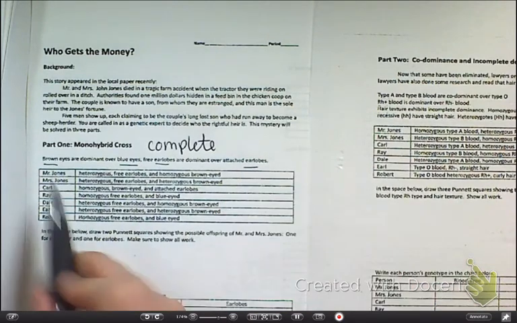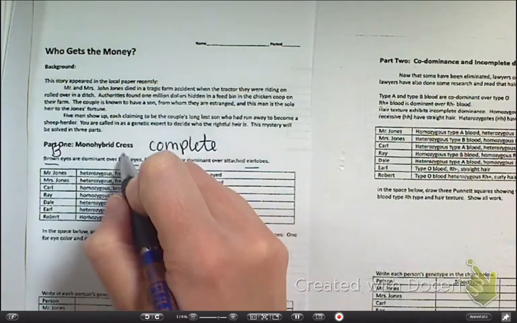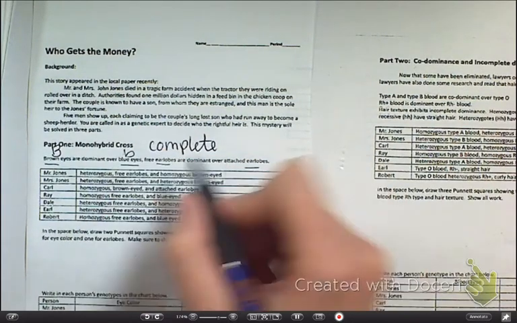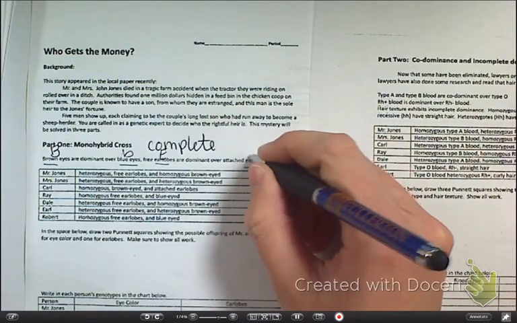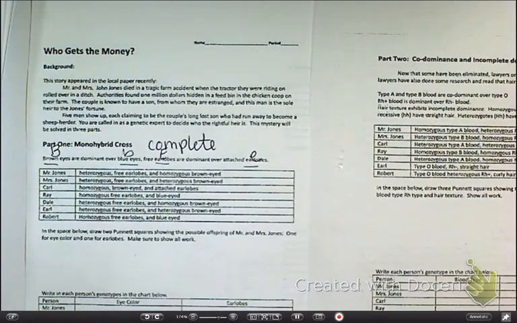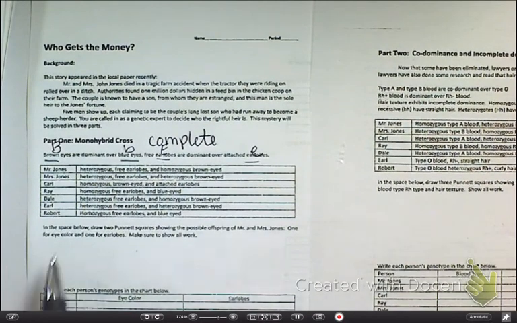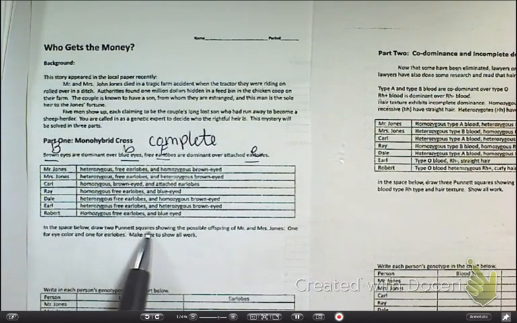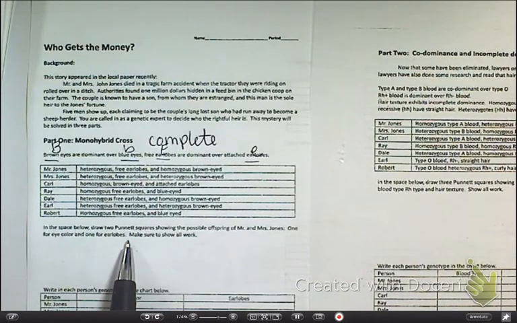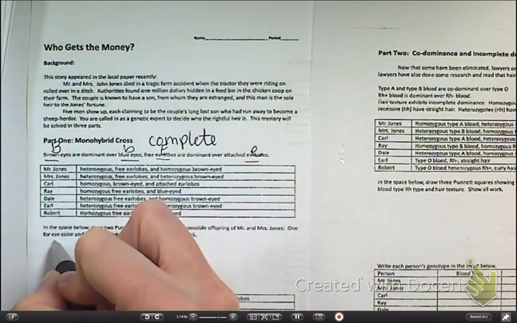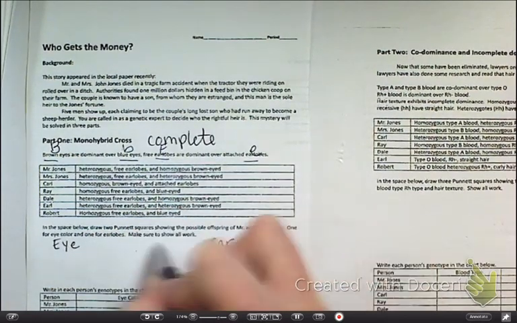We're looking at brown eyes and blue eyes, but we're also looking at earlobes, free or attached. Now brown is dominant to blue, so I'm going to make sure that I have a capital B anytime there's brown, lowercase b for the blue allele. For free earlobes, that's dominant, so I'm going to do capital E for free earlobes, lowercase e for attached. And when it asks you, and it'll ask you to do this in the other parts too, it's going to say in the space below, draw 2 Punnett squares showing the possible offspring of Mr. and Mrs. Jones for eye color and earlobes. So you want to make 2 sections. You should probably make an eye color section and an earlobe section.